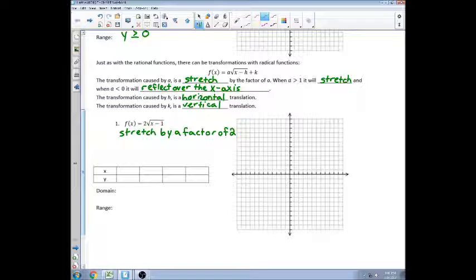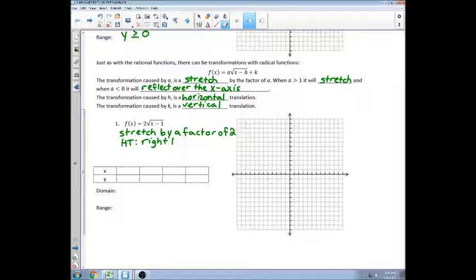So now that I'm to the square root sign, I'm going to look for any number that is underneath the square root sign. Well, in this case, I have a -1. So it's going to be a horizontal translation. Just like with our rational functions, if it's underneath of the square root sign, then I'm going to go opposite the sign. So since this is negative, this tells me that I'm going to go right 1. There is not a vertical translation because there is nothing on the outside of our square root over here.